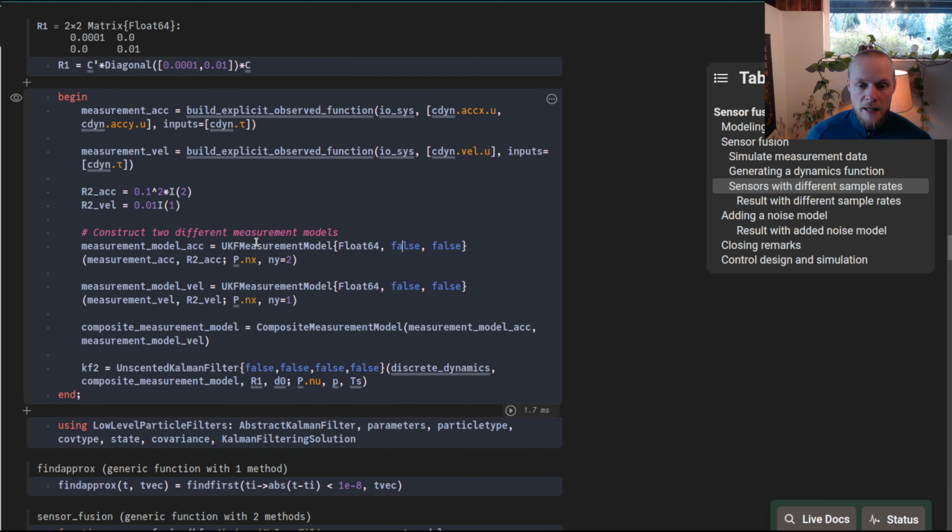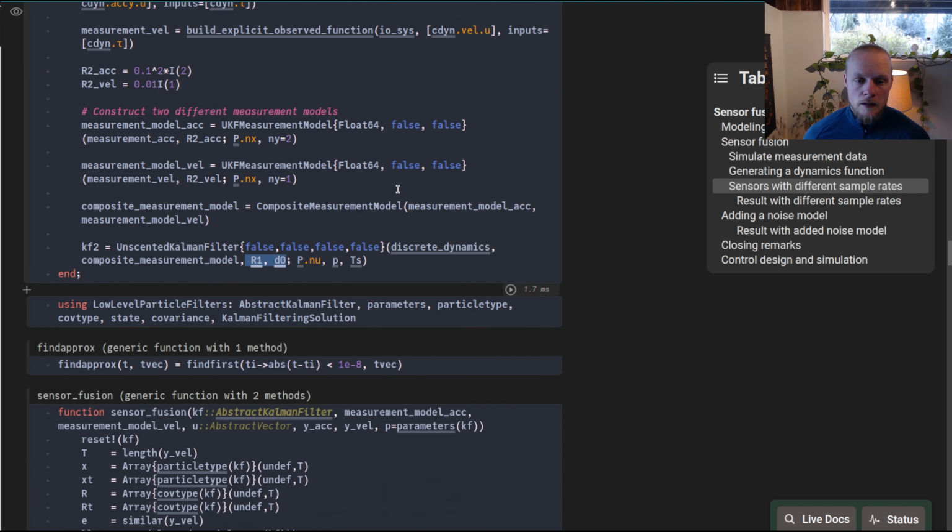Then I pack these two measurement models. Since we now have two of them, I pack them into a composite measurement model that I can put into the unscented Kalman filter. So the unscented Kalman filter takes the dynamics function, the measurement model, and then some properties of the dynamics. All right, so to simulate this, we now have two different time series with measurements, and they are gathered at different rates, so they don't have the same length.